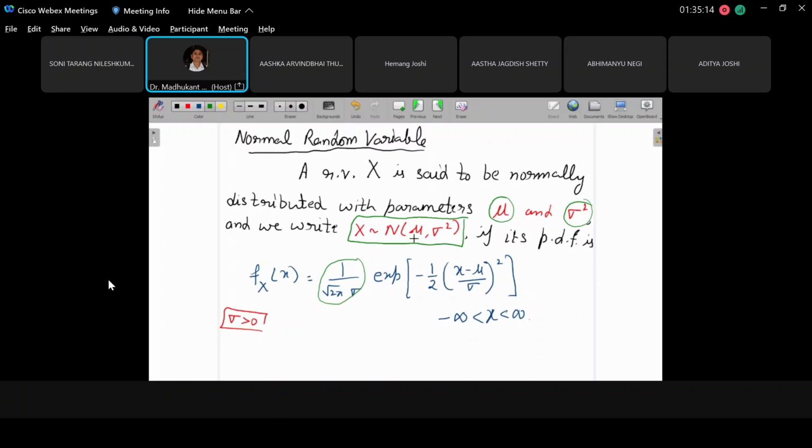Now, if mu equals 0 and sigma equals 1, it is easy to take. Then f_X(x) is equal to 1 upon square root of 2 pi, times e to the power minus x square by 2. I think you are very much familiar with this function. Where is it appearing? Can you tell? Did you see this function anywhere?